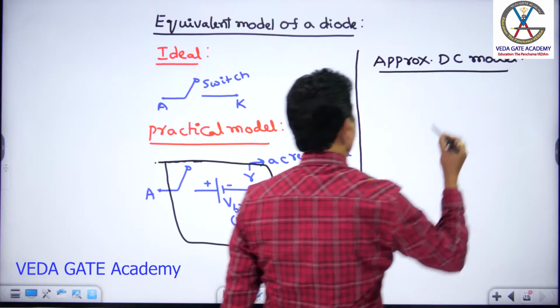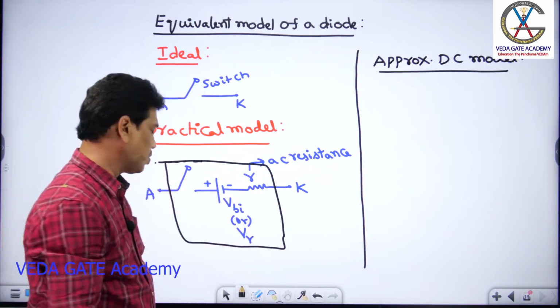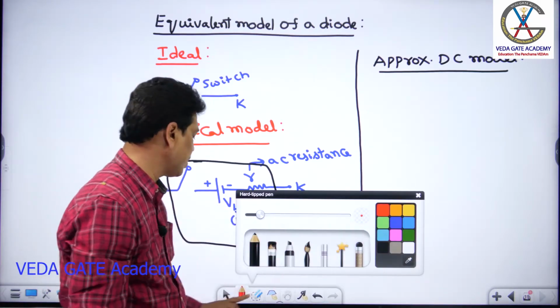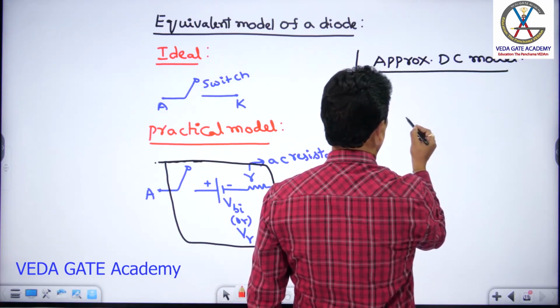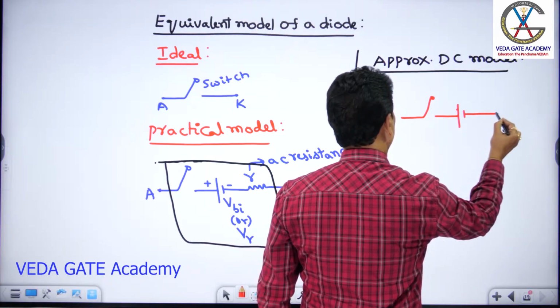So in the case of the DC model, only DC conditions can be taken, and that dynamic resistance is ignored. In the DC model we only take DC conditions, and the AC resistance will be ignored there. Then what is the equivalent model? Like this it comes.